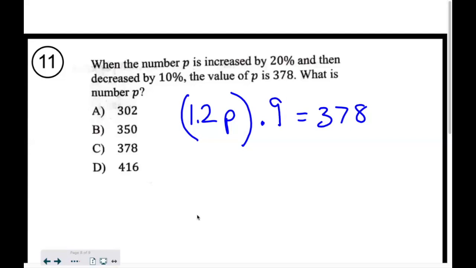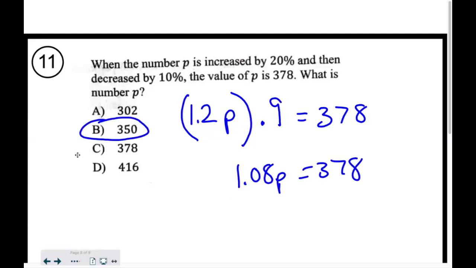Okay. So we would do 1.2 times 0.9, which is 1.08. So 1.08p is 378. And then 378 divided by 1.08 is 350. So the answer is 350. Yeah, the wording of that is very strange. I don't think they mean the value of p is 378. I think they want us to just find p. So yeah, I'm going to go with that.